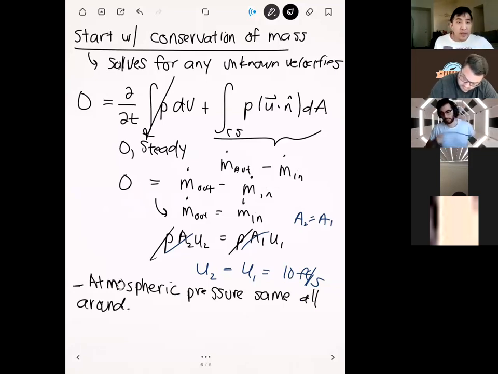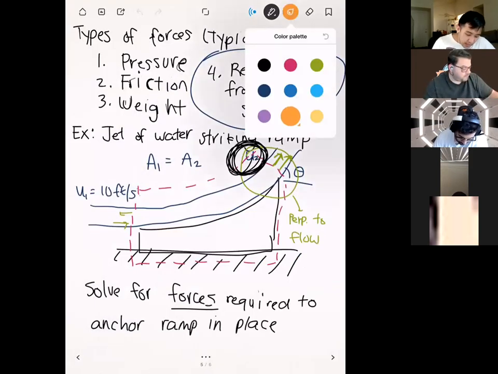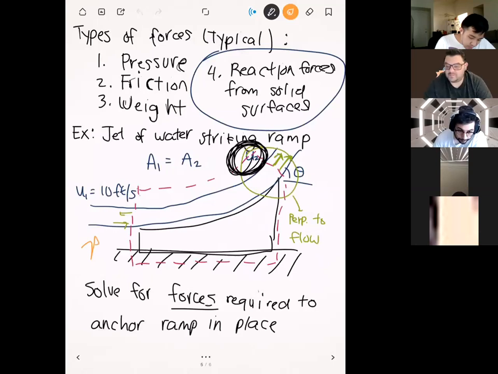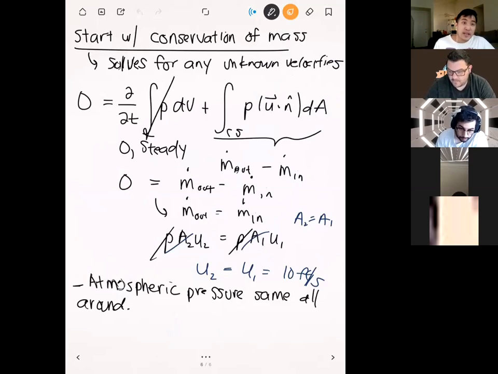And so the reason I make that comment is you could have situations where you have an imbalance of pressure. So this is not going to be the case here, but you're going to come across situations where, say, the inlet has some pressure P1 and the outlet has some pressure P2. And so what that basically means is that any imbalance in pressure can cause a force on a system.